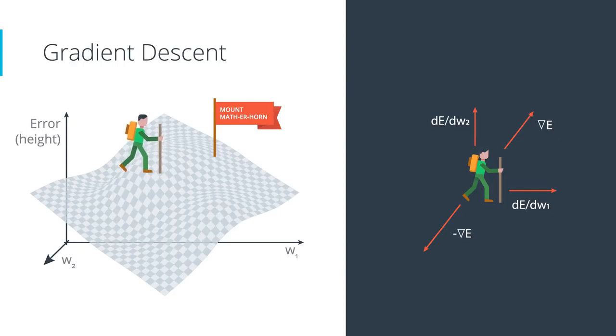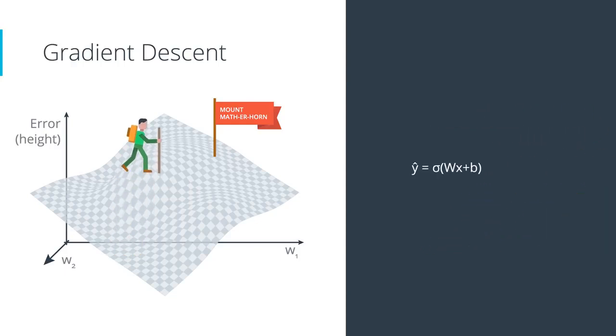At the point we're standing, we'll take the negative of the gradient of the error function at that point. Then we take a step in that direction. Once we take a step, we'll be in a lower position. So we do it again, and again, and again, until we are able to get to the bottom of the mountain. So this is how we calculate the gradient.